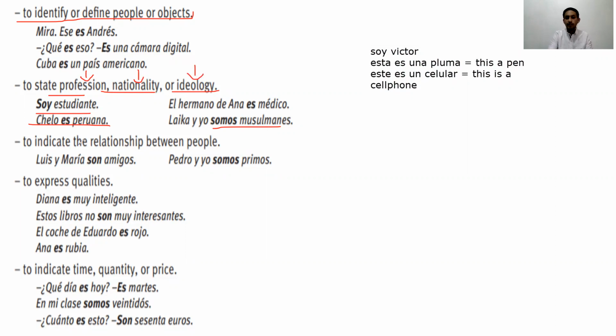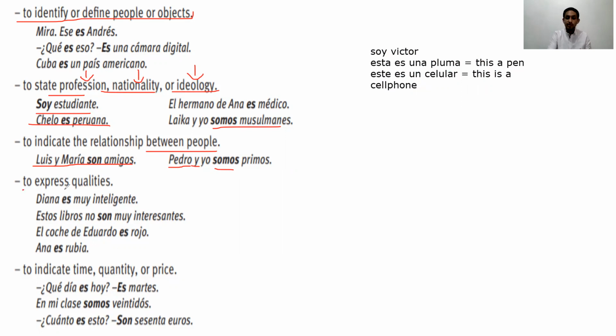We also use it to indicate the relationship between people. Luis y María son amigos. Luis and Maria, they are friends. Pedro and I, we are cousins, right? So we use it to express relationship between people.